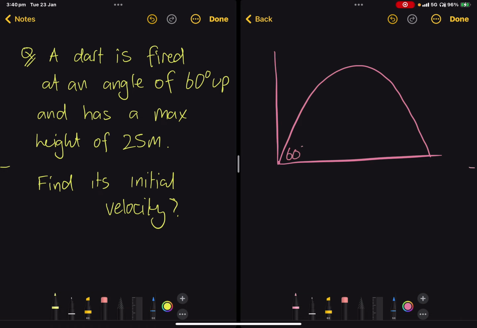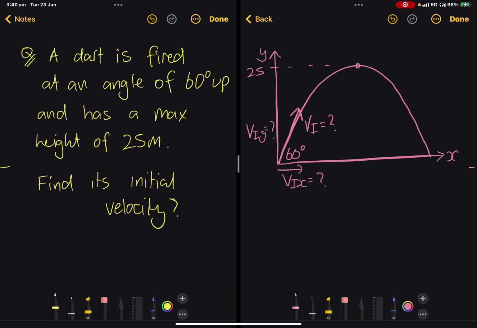This angle was 60 degrees. This initial velocity here is unknown. So velocity initial is unknown. The velocity initial in x is unknown. And the velocity initial in y is also unknown. So we don't know any of this. We do know that its maximum height was 25. So that's one piece of information that we have. They also don't tell us the time at which that maximum height occurs. So there's very, very little information in this question.